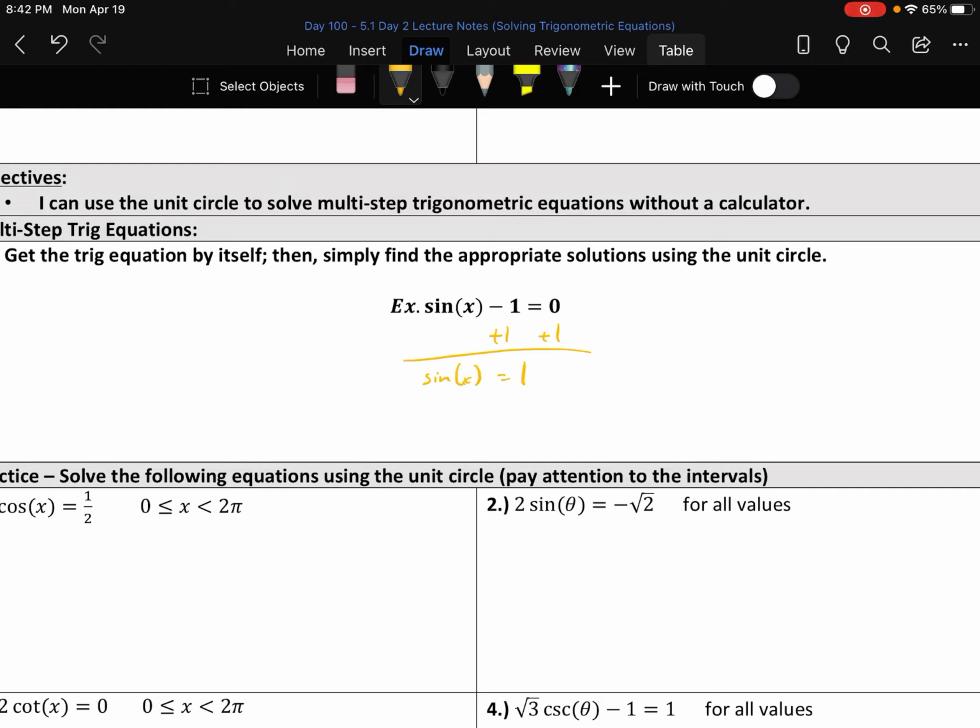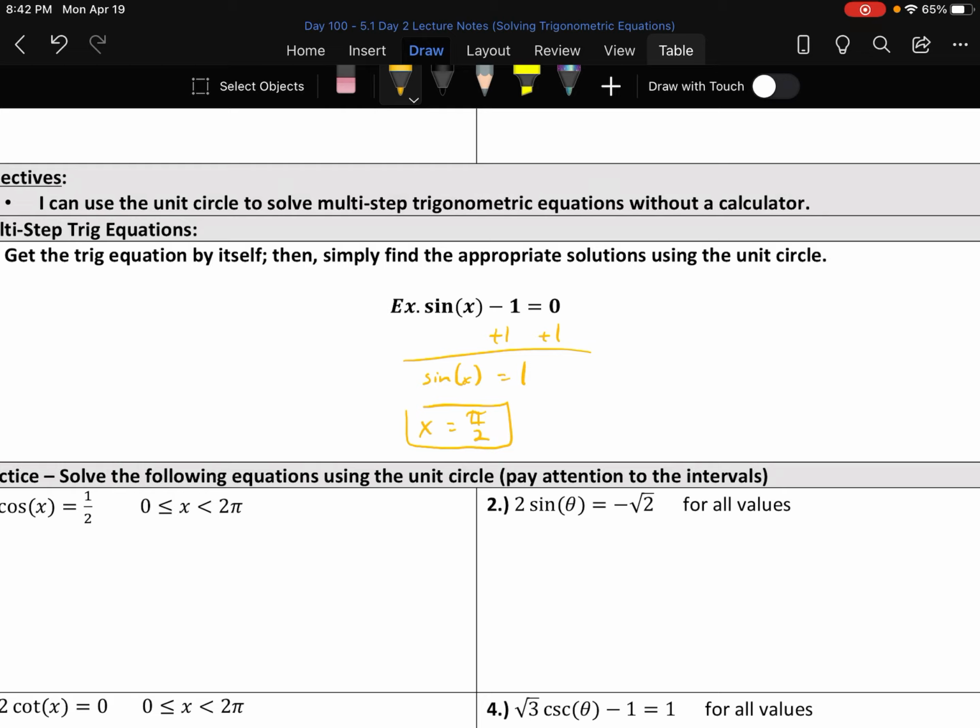And that's it. Now you would just solve this the same way we talked about yesterday: since sine corresponds to the y value of the point on the unit circle, you want to look up when y is equal to 1 on the unit circle. That just happens at pi over 2, assuming we're just looking at values between 0 and 2 pi. That is the only value on the unit circle where the y value is 1, or in other words, where the sine of x is equal to 1. So that would be your answer. That's all you have to do.